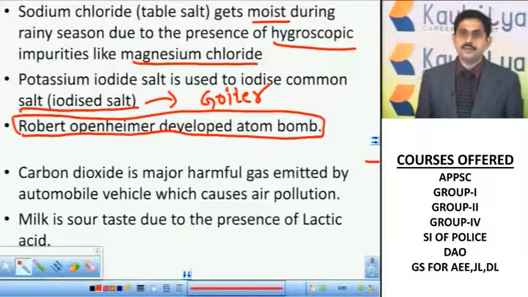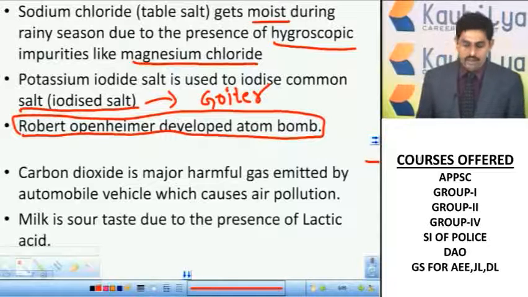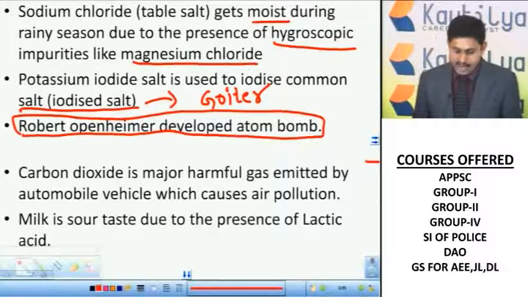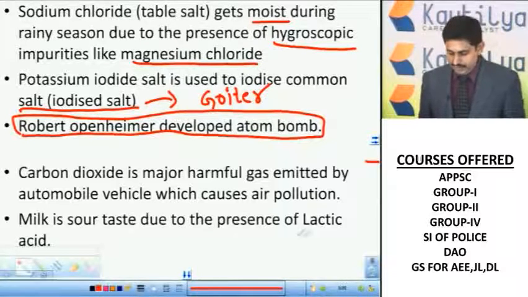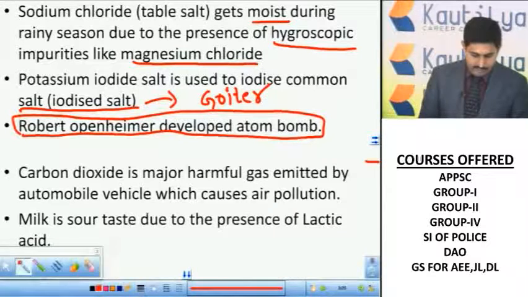See, we have discussed metals. Lead is a metal pollutant which is released in cities by automobiles, and carbon dioxide is a major pollutant gas. And now, milk is sour because of the presence of lactic acid. One more thing here I want to tell you.